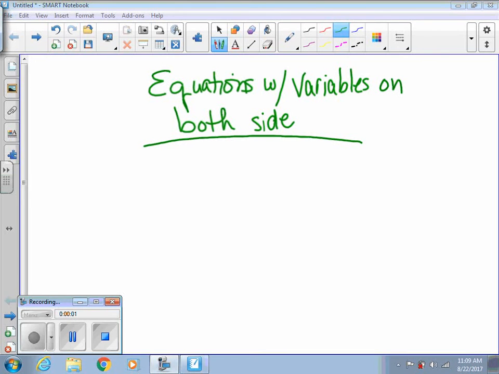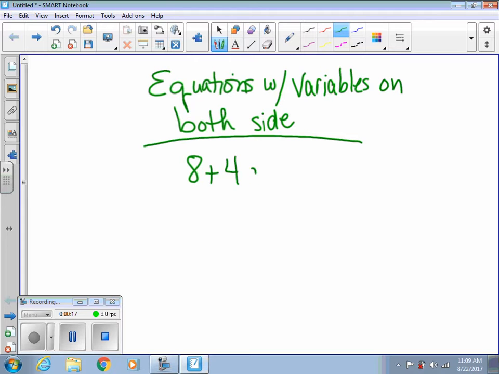To talk about equations with variables on each side. And one of the things you have to remember is you've got to get all of your variables to one side of the equation, because you need to solve for that variable. You won't be able to solve for it if they're on both sides of the equation.